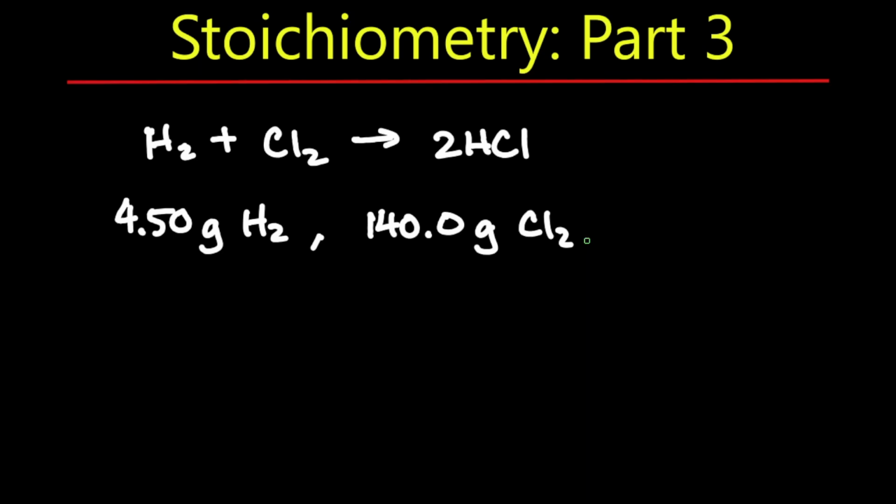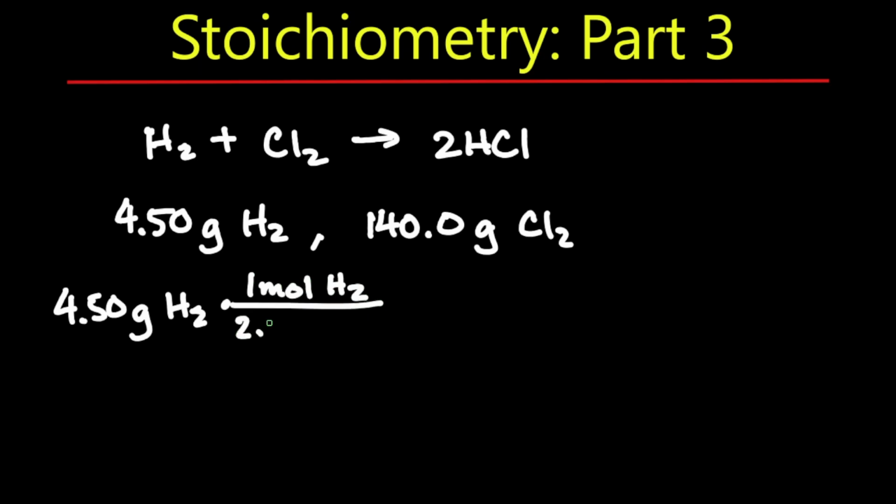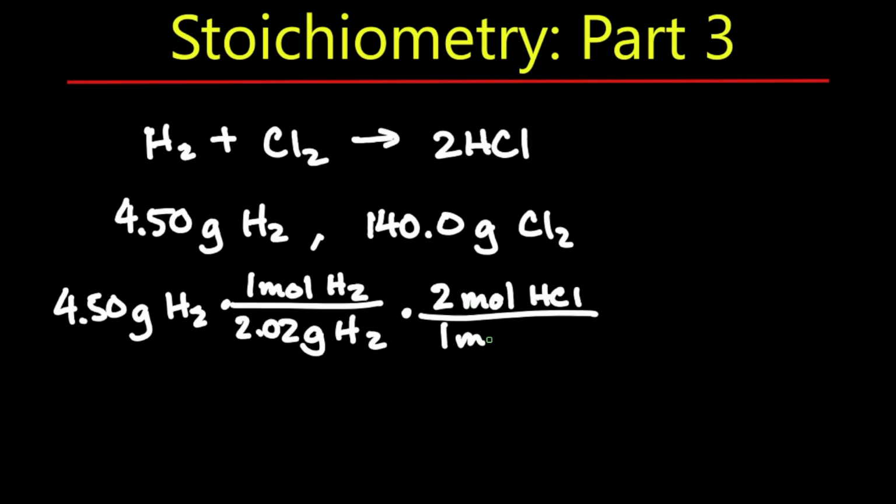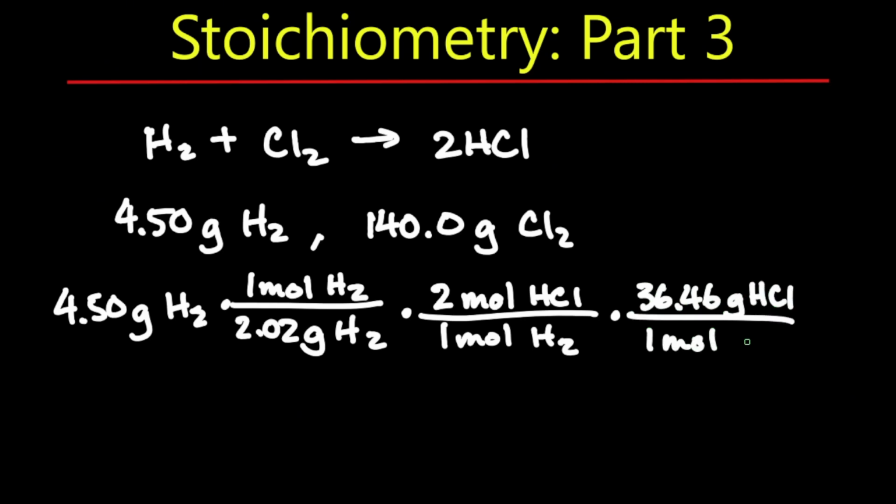Let's start with hydrogen. 4.50 grams of hydrogen, convert it according to its molar mass of 2.02 grams. And then we have to say that it's going to form 2 moles of HCl per 1 mole of H2. And then we convert it according to the mass of HCl, which is 36.46, I think. 36.46 grams of HCl per 1 mole of HCl. And the answer should be 162 grams of HCl.